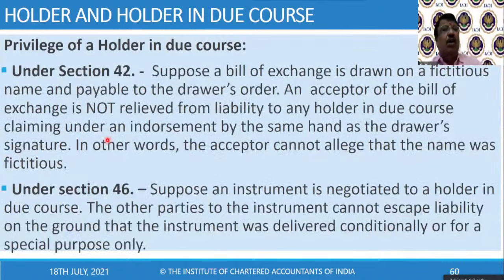Suppose the bill of exchange is drawn on a fictitious name and payable to the drawer's order. An acceptor of the bill of exchange is not relieved from liability to any holder in due course. See, accommodation bill. I draw the bill on a fictitious name. Okay, we'll come to that. See, I'm Srikanth. No, instead of that, I'm putting Ram Kumar and I'm drawing. You are the acceptor. You know I'm not Ram Kumar, but you accept it. Okay? Then the acceptor becomes liable to a holder in due course. Once, see, as a drawer I have signed now, in the same signature, if endorsement is made, then the acceptor cannot allege that the name was fictitious.